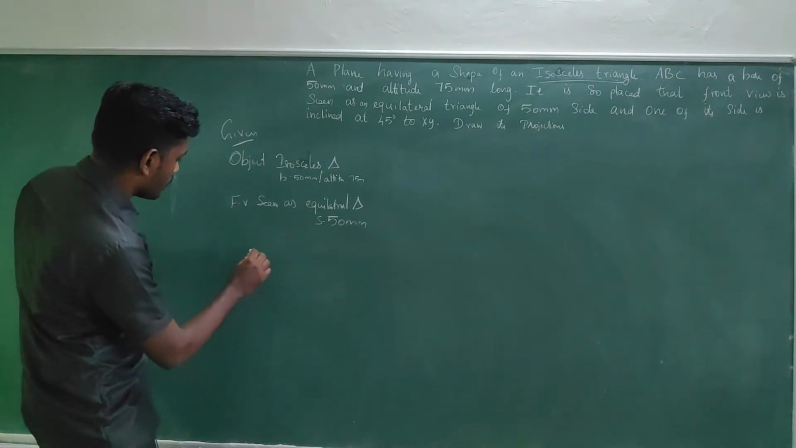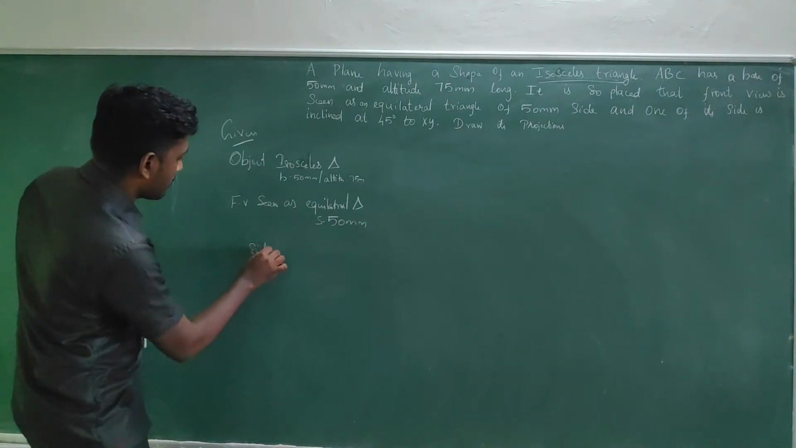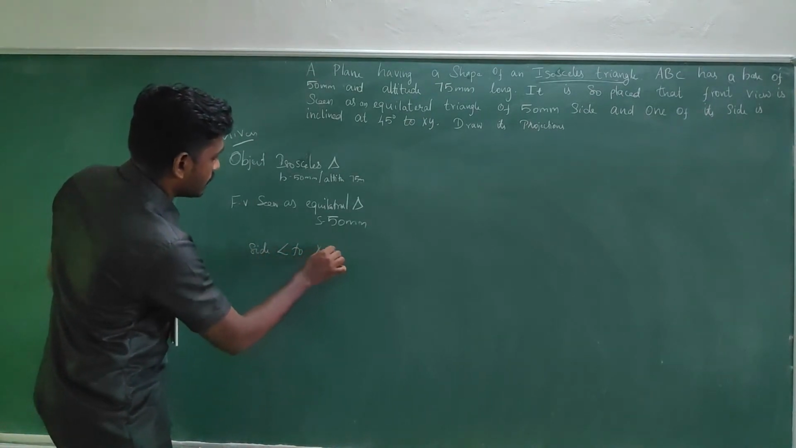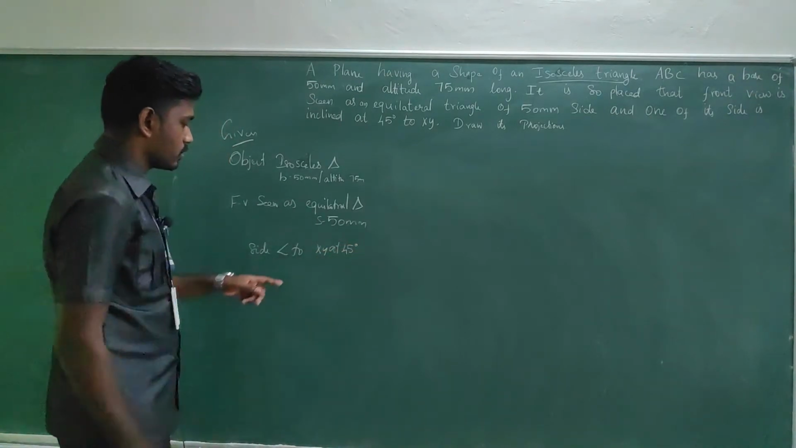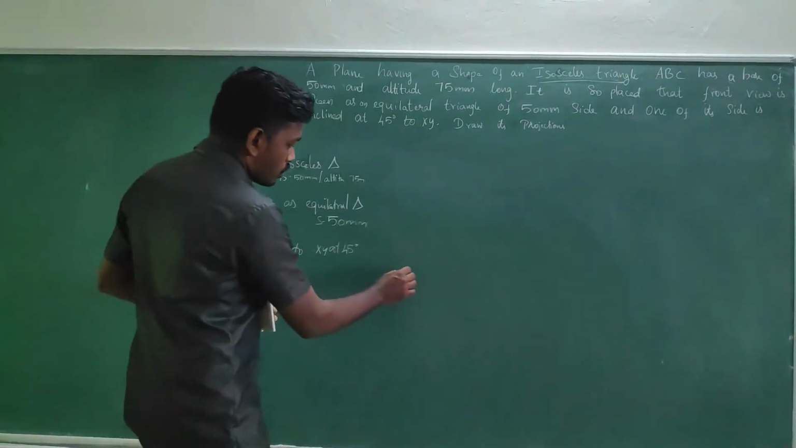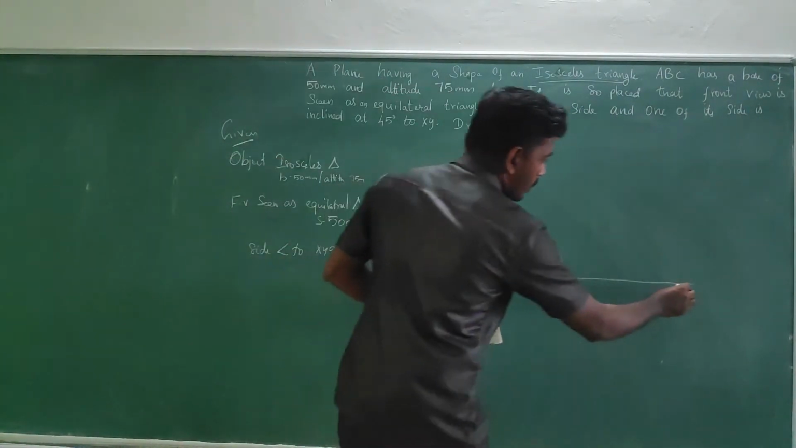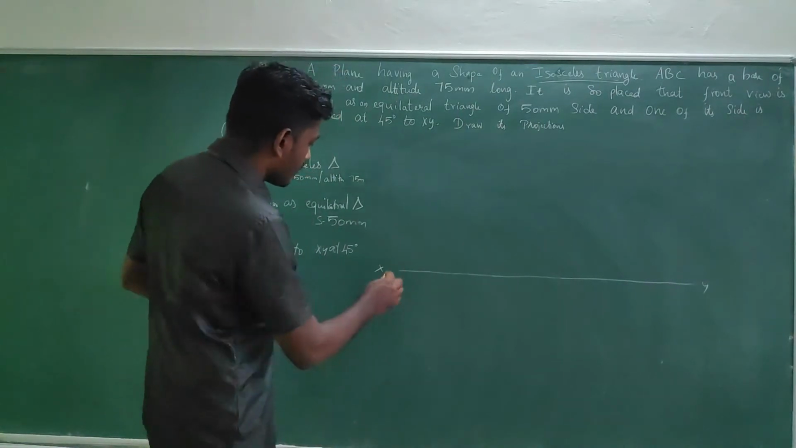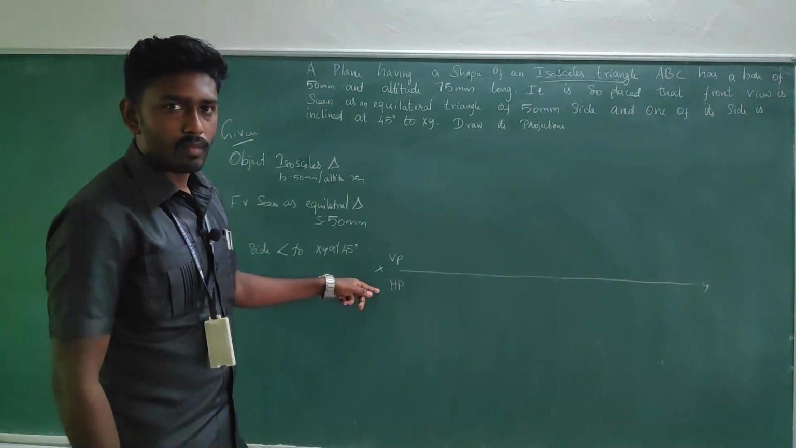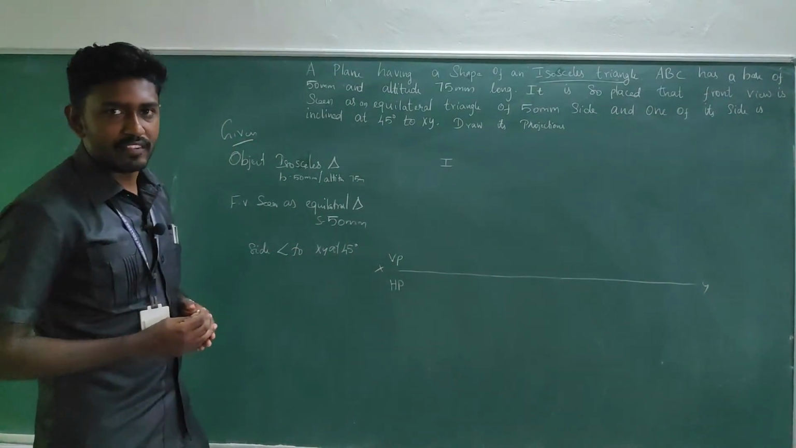Let me see how it is going to happen. So it is given in a rough manner. One of its sides is inclined to HP at 45 degrees. Then always we are going to take the projection work in the first angle projection. So above it is VP and below it is HP. It is based on the plane inclined to both HP and VP.